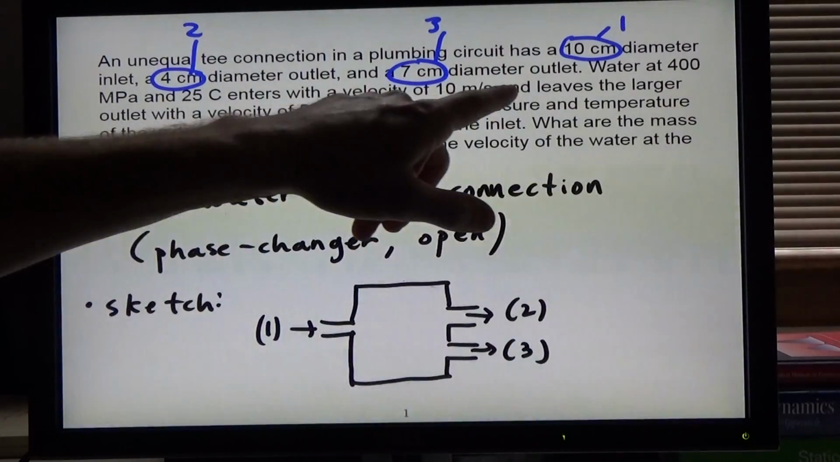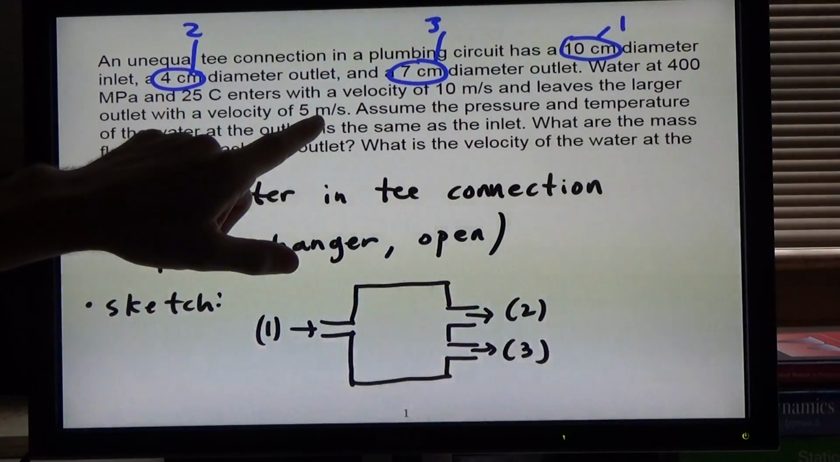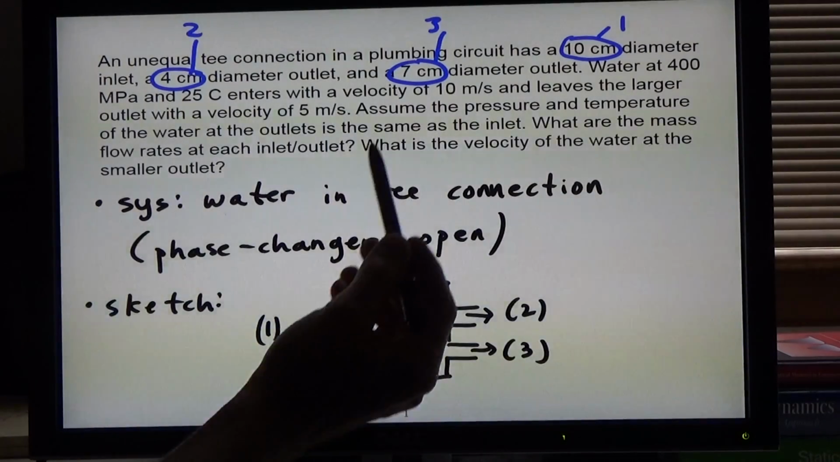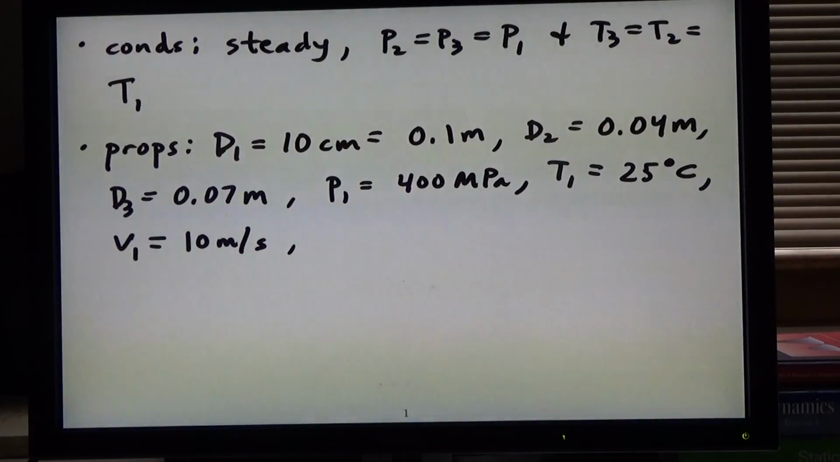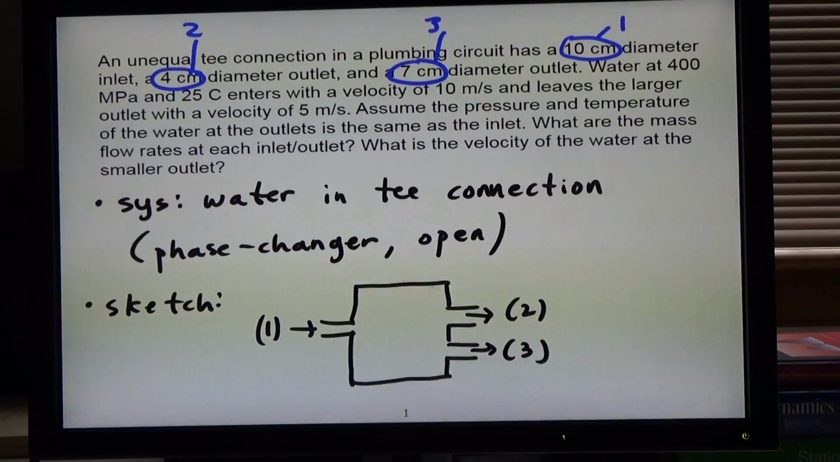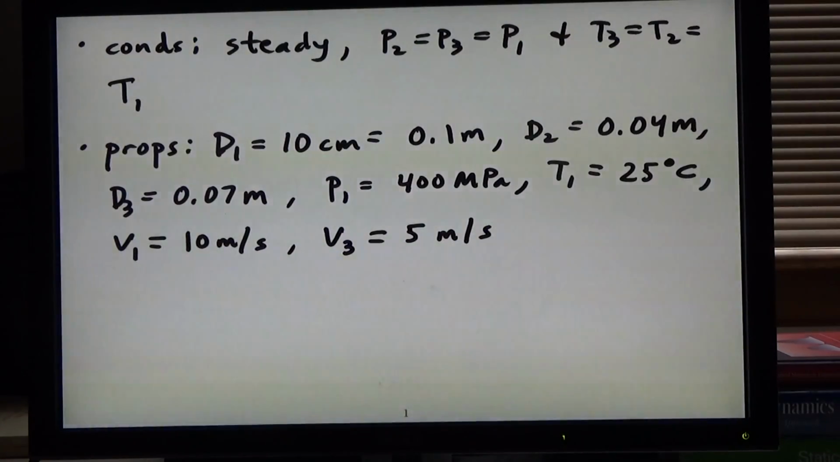Next it says that the water leaves the larger outlet with a velocity of 5 meters per second. The larger outlet would be the one that has the 7 centimeter diameter, and we're told that the velocity of that outlet, number 3, is 5 meters per second. And last, we're told to assume the pressure and temperature of the water at the outlets is the same as the inlet. We already listed that in the conditions, so we don't necessarily need to list that again. Alright, so now the problem is set up and ready to start solving.